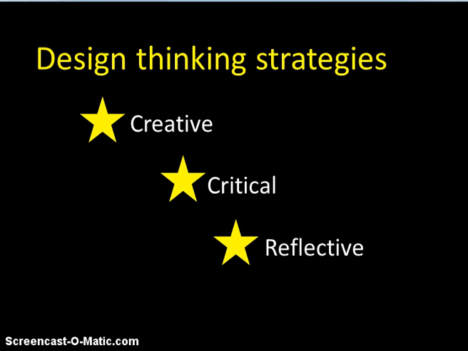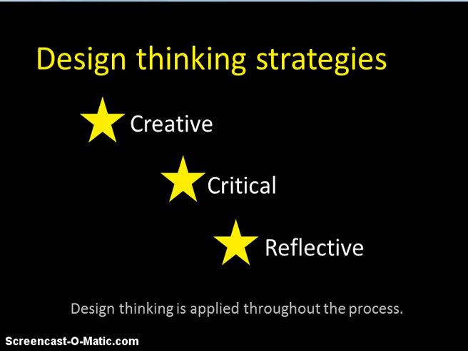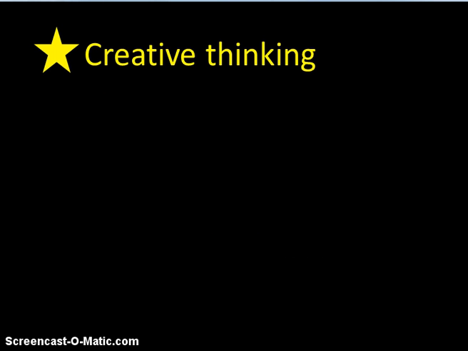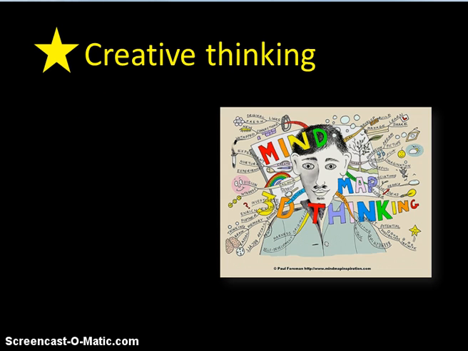These types of thinking and the terminology used above are defined in more detail and in the context of visual communication as follows. And it's applied throughout the process. So let's have a look at creative thinking in a bit more detail. Here's an example of a mind map, which is a very visual way to express creative thinking.